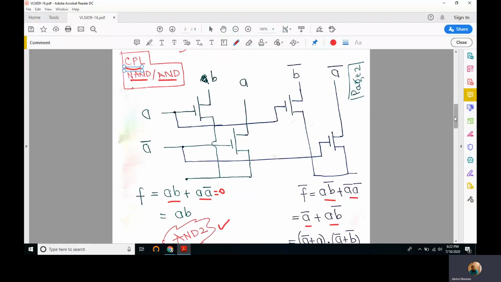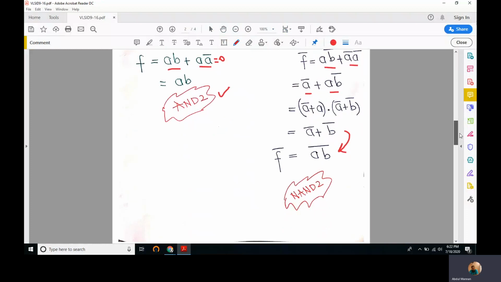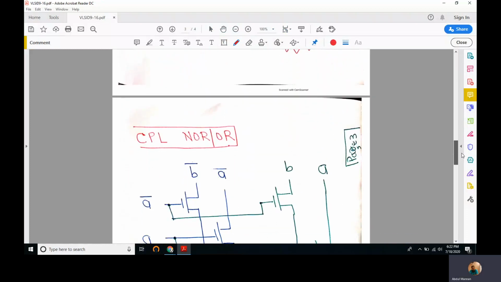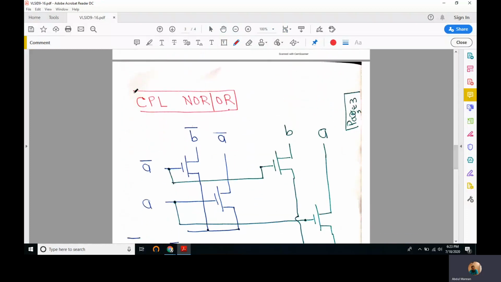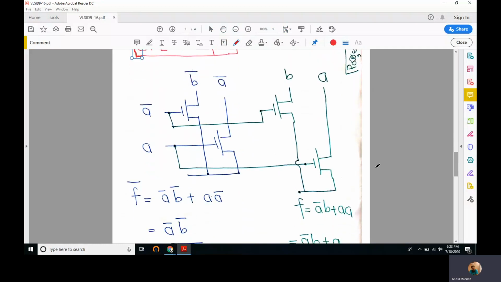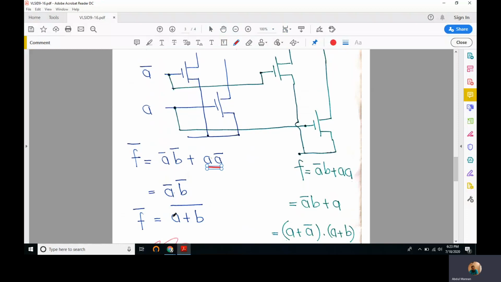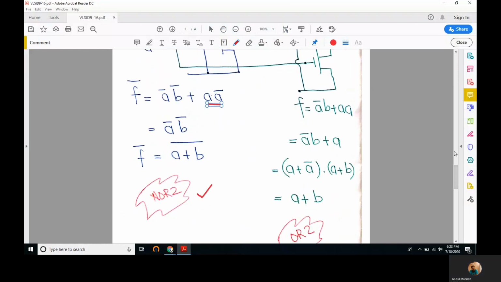Right. We can go along with the same concept and implement a CPL NOR OR pair. A CPL NOR OR pair works like this: A bar anded with B bar, or A anded with A bar. So A anded with A bar is a 0. So this gives us A bar B bar, or A plus B, the whole complemented, which is NOR 2.